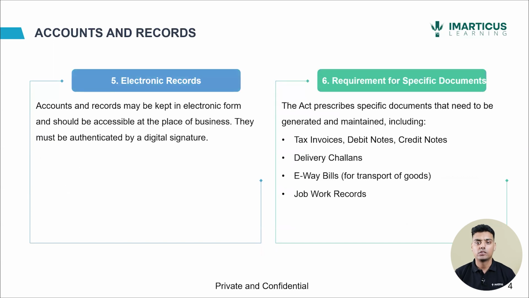Now, what kind of records do these people need to maintain? GST registered people are allowed to maintain electronic records, but they have to be available at the principal place of business. They must be authenticated with a digital signature. What are the specific documents that need to be maintained? First one being the tax invoices whenever a sale is made. We also need to maintain debit and credit notes for whenever we have purchase and sales returns. We need to maintain proper documentation of delivery challans whenever goods are being delivered, and e-way bills whenever goods are being transported. You also need to maintain details of job work orders if the case is so.